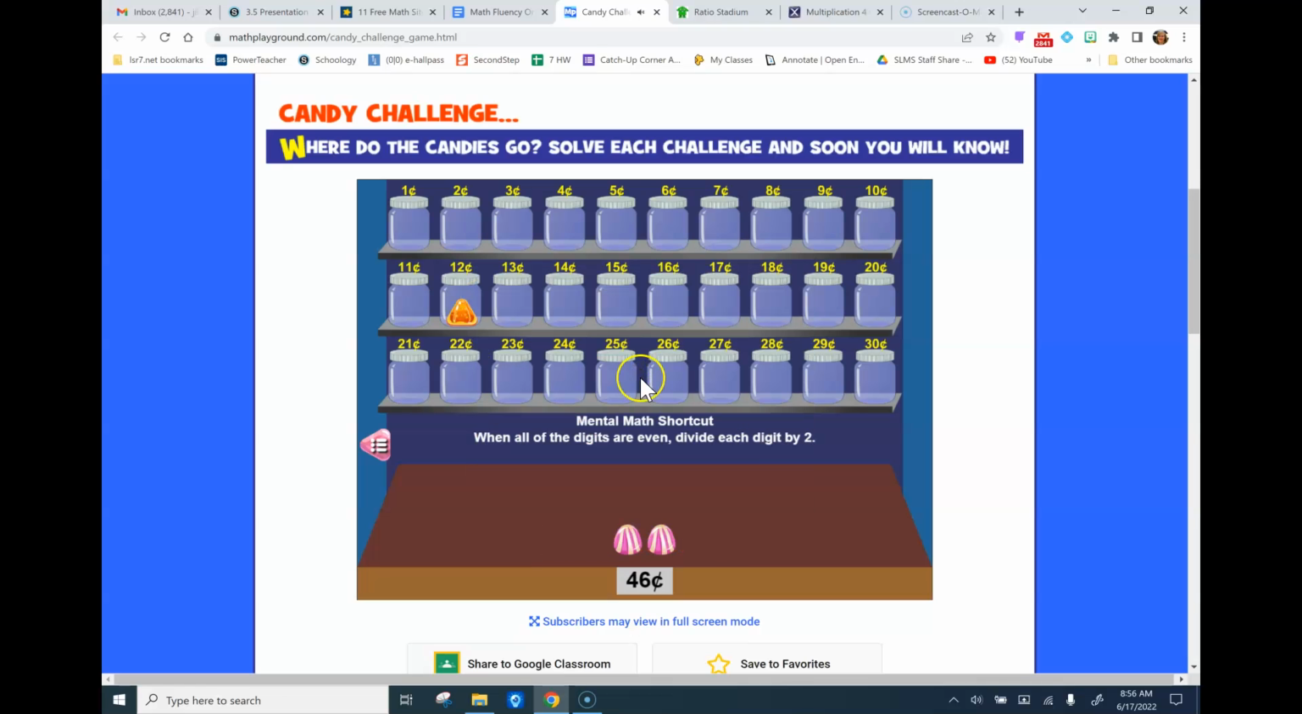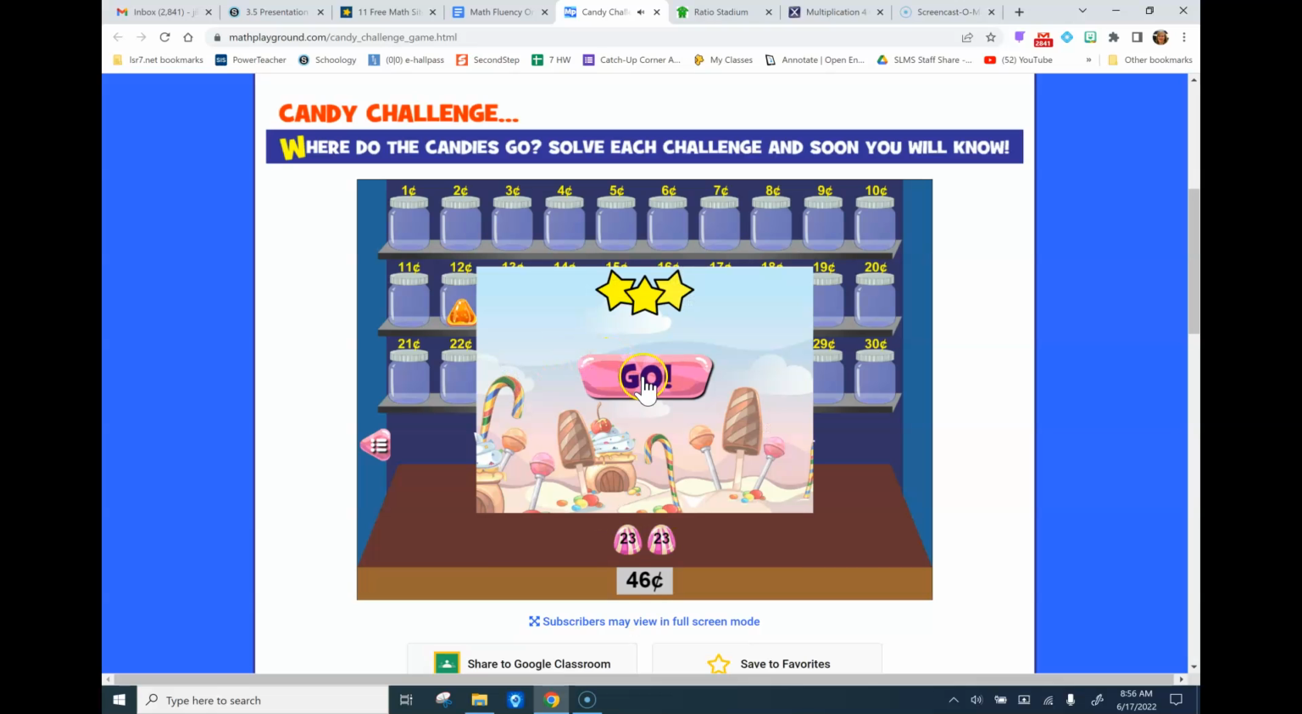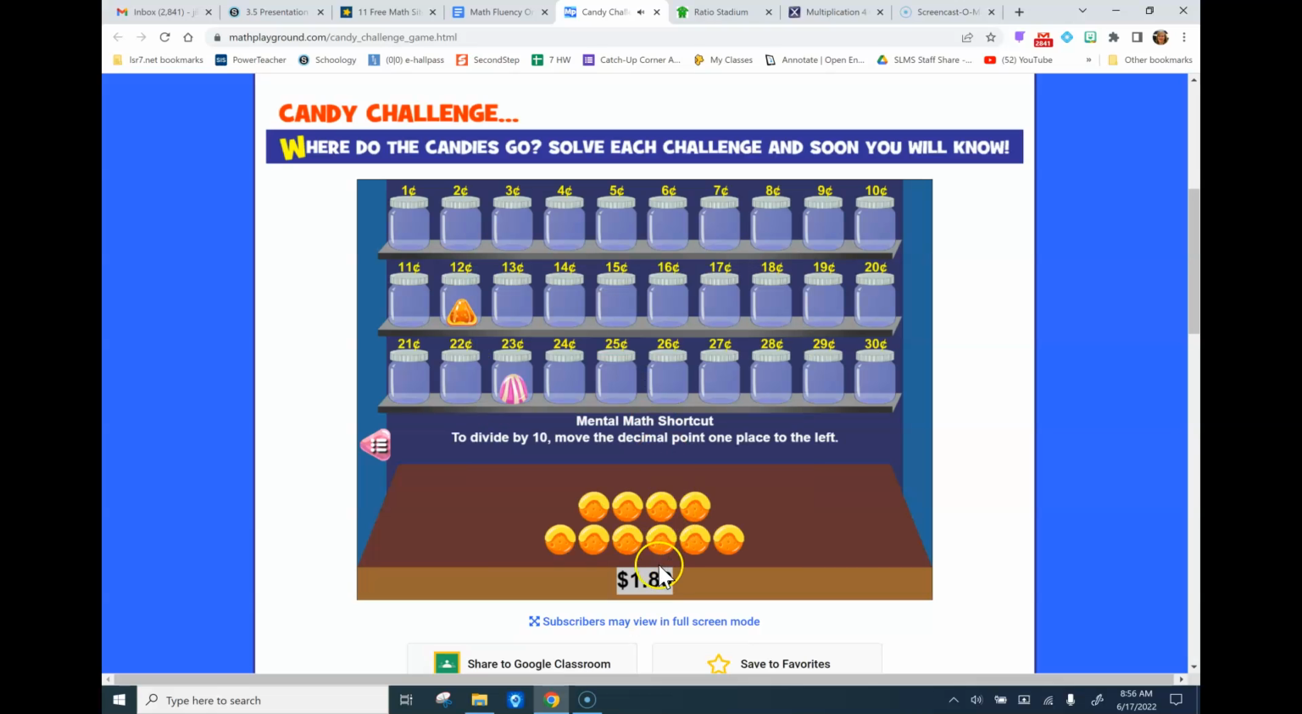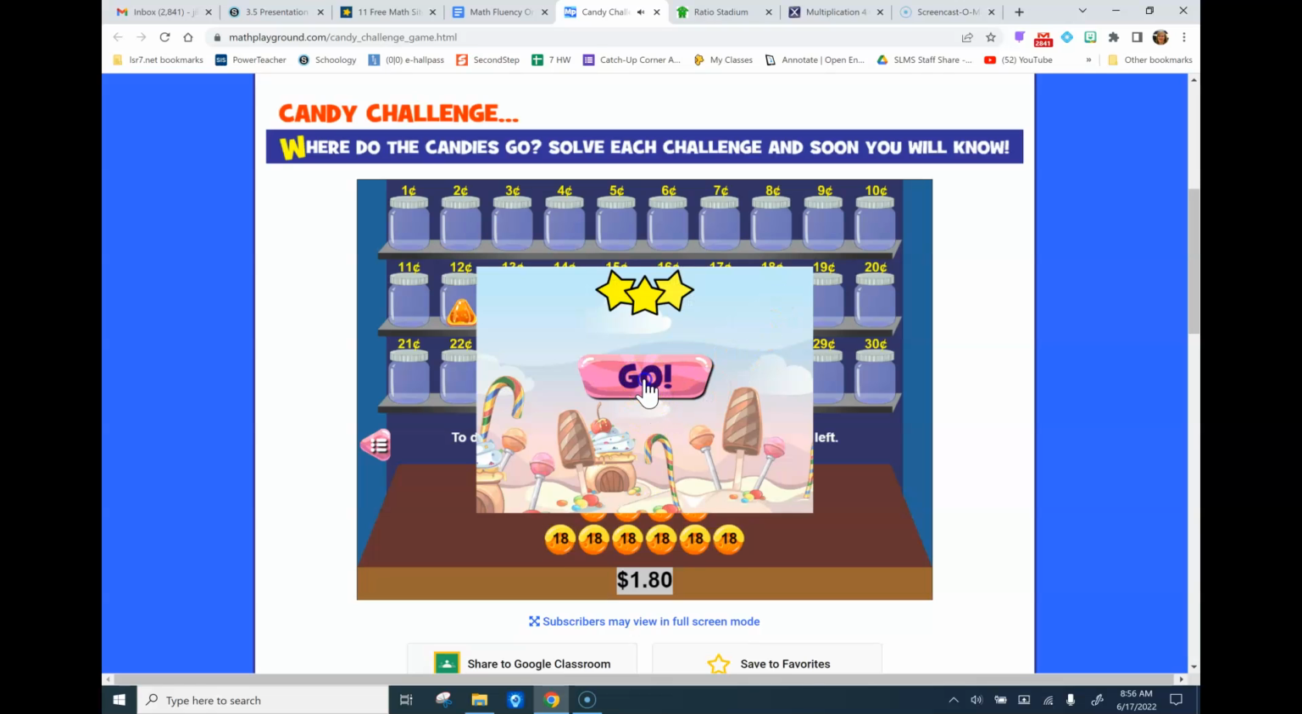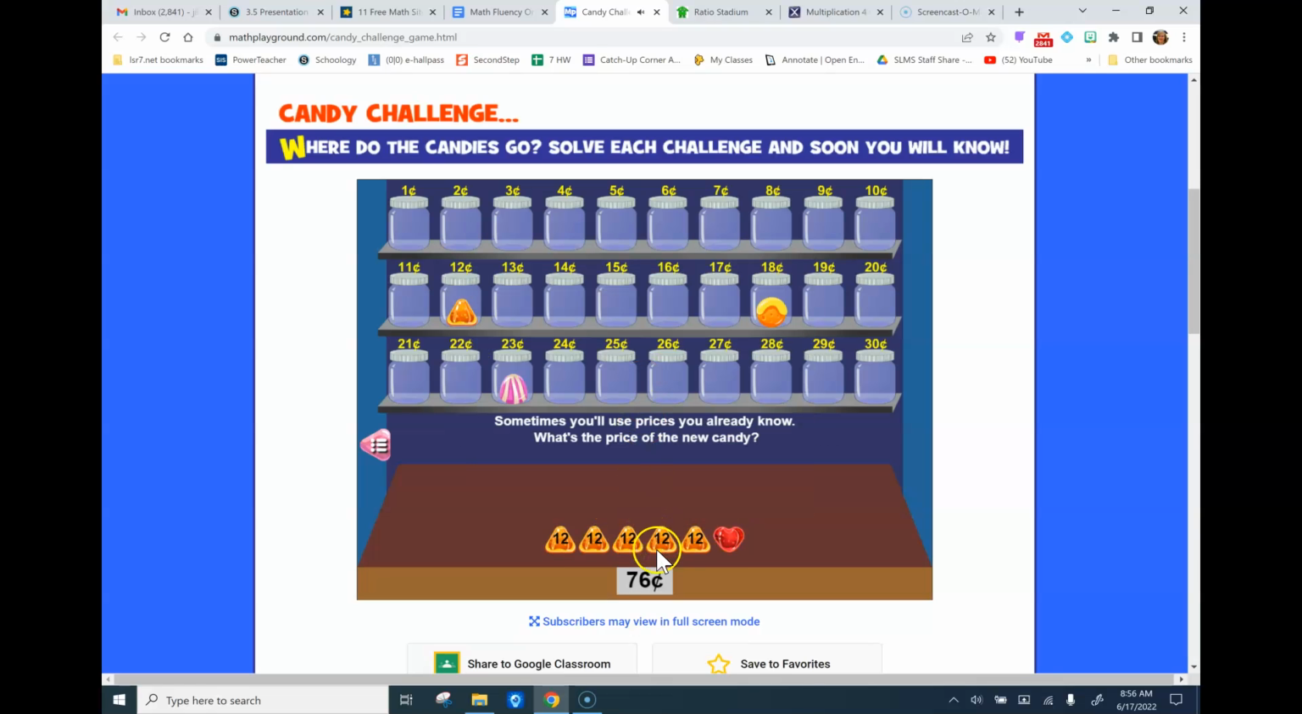Then the next one comes up. It has to equal 46 cents. There's 2 of them, so I'm going to take 46 divided by 2, and I get 23, and I click on that. So these are the first couple times through. Here I have $1.80, so I have 1, 2, 3, 4, 5, 6, 7, 8, 9, 10. So what's $1.80 divided by 10? That's going to be 18 cents. So it goes here. Oops, you have to select the candy first. I sometimes forget to do that. 18 cents.